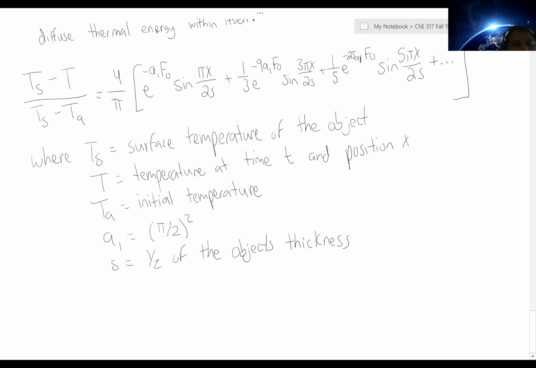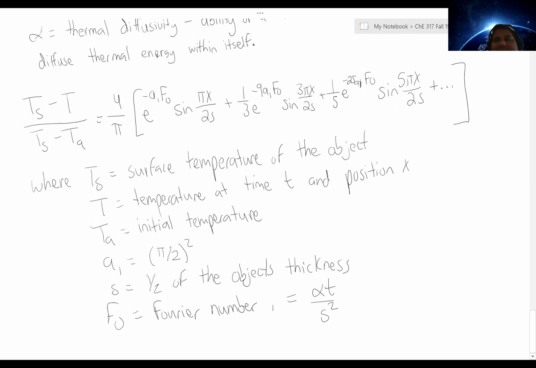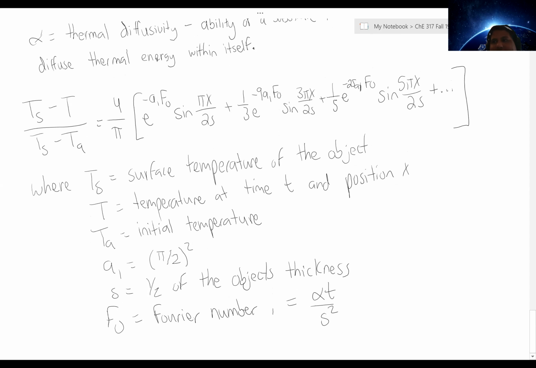And Fo is another dimensionless value known as the Fourier number, which is defined as alpha times t over s squared. So I will give you guys a minute to write this down, and then we'll talk about what all this means.